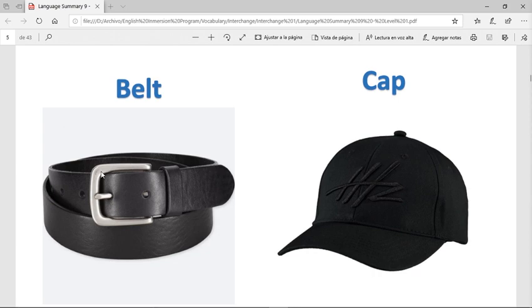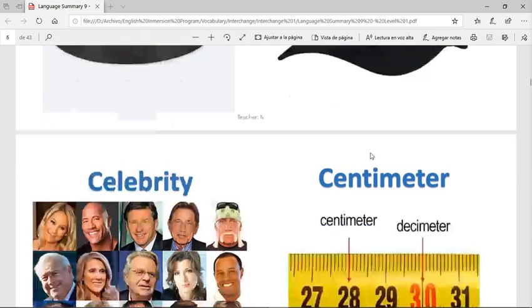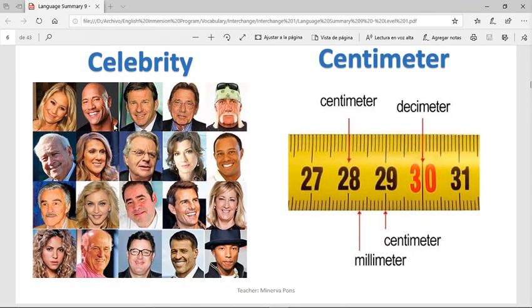Belt. This is a belt. A cap. This is a cap. A celebrity. It's someone that is famous for either movies or music. For example, we have music with Pharrell Williams. With the movies, he's an actor, Dwayne Johnson, The Rock. And some other people. Oh, look, Hulk Hogan.